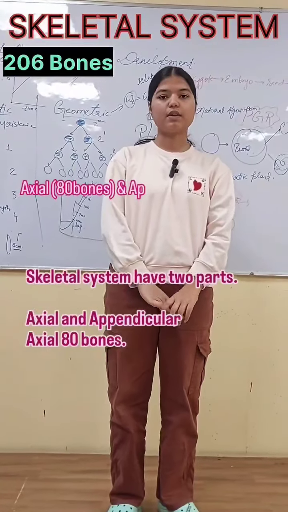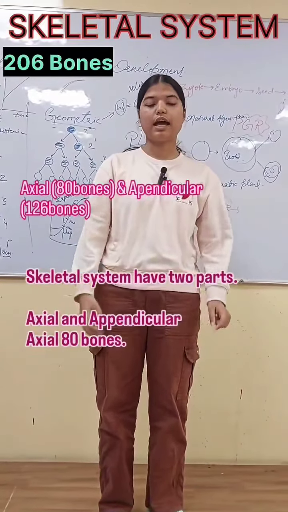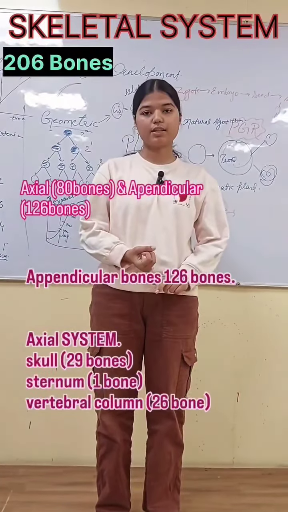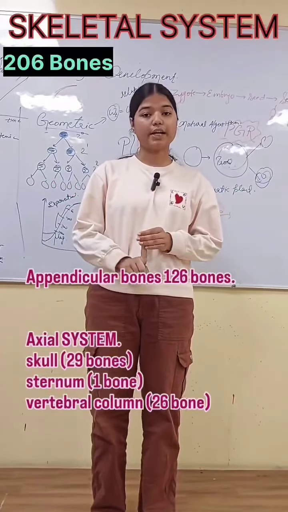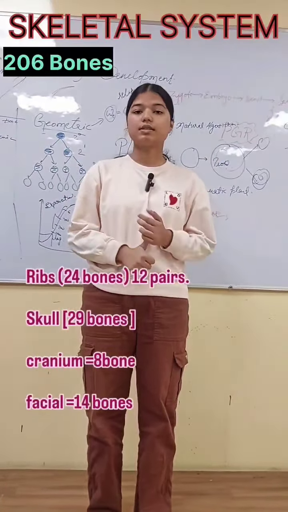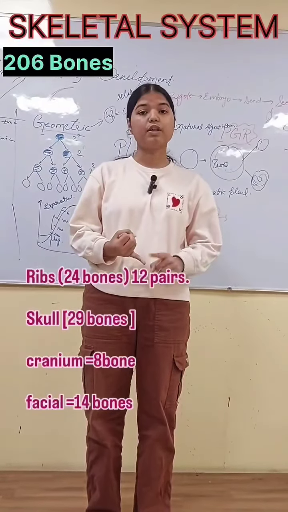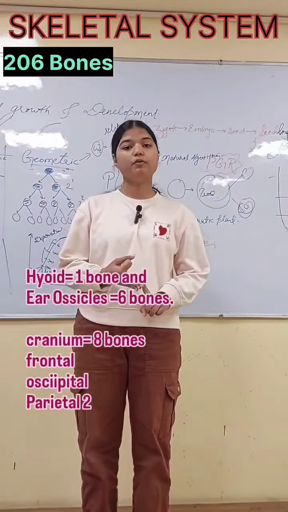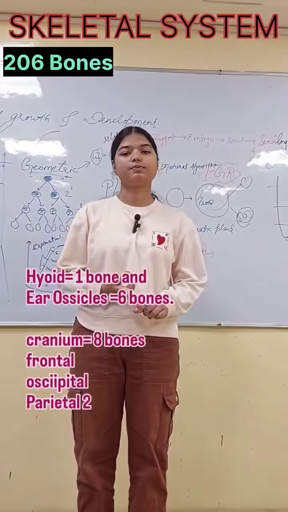The skeletal system has two parts, axial and appendicular. Axial has 80 bones, appendicular has 126 bones. Axial has 4 parts: skull 29 bones, sternum 1 bone, vertebral column 26 bones, and ribs 24 bones, 12 pairs. The skull has 29 bones and 4 parts: cranium 8 bones, facial 14 bones, hyoid 1 bone, and ear ossicles 6 bones.